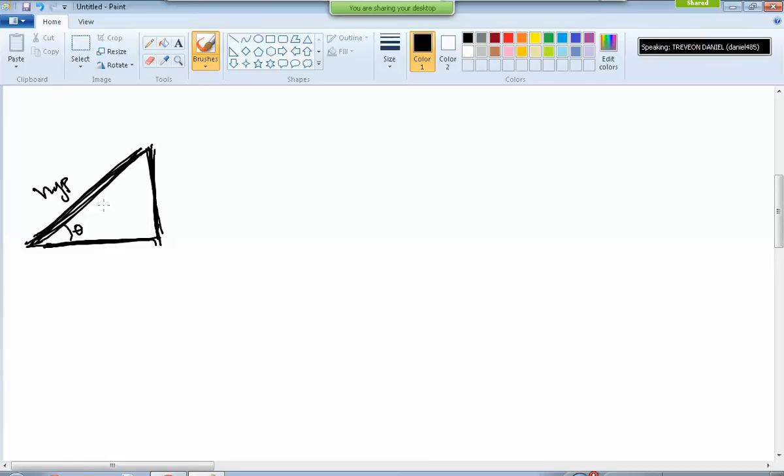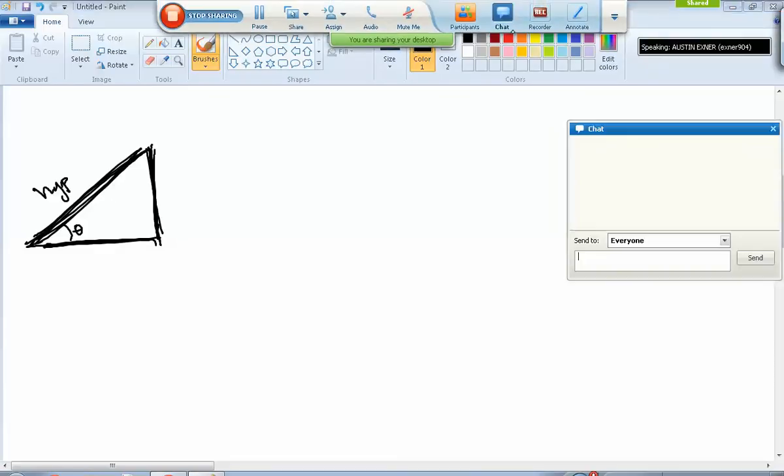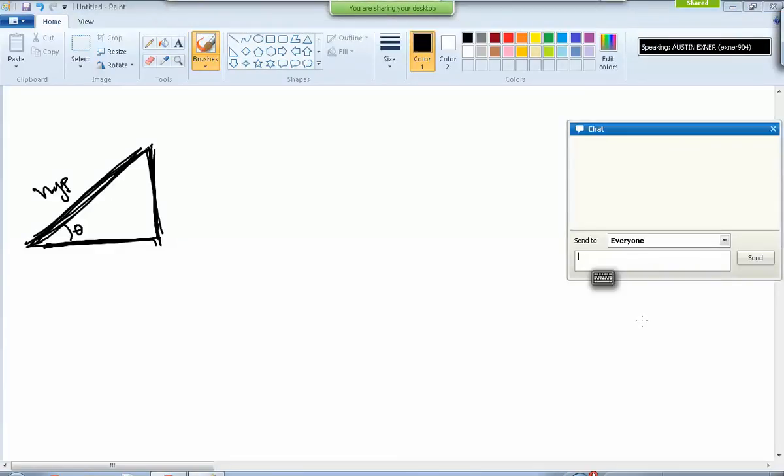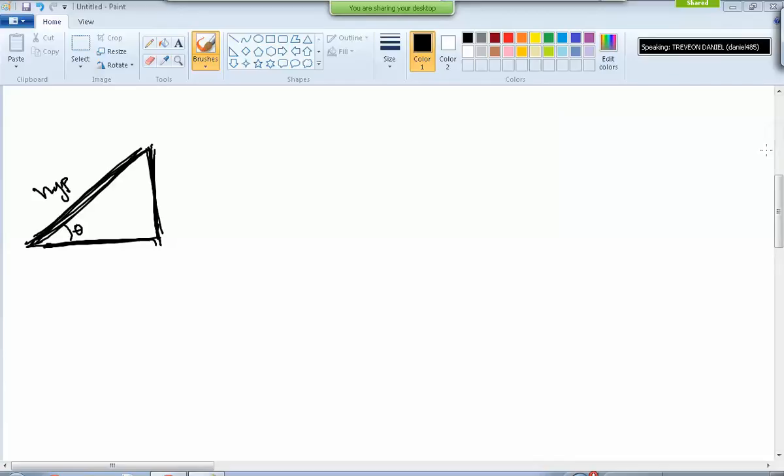Come on, you guys, tell me what the hypotenuse is. A squared plus b squared equals c squared. All right, fine. A squared plus b squared equals c squared. You're talking about c being the hypotenuse.